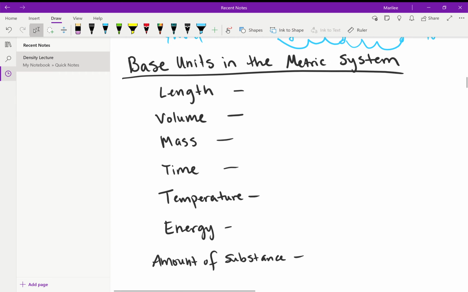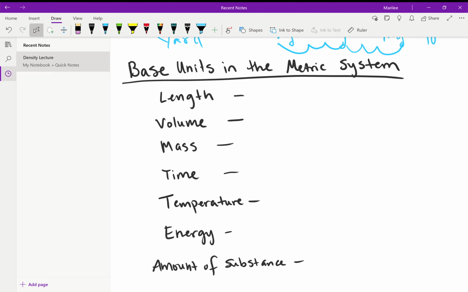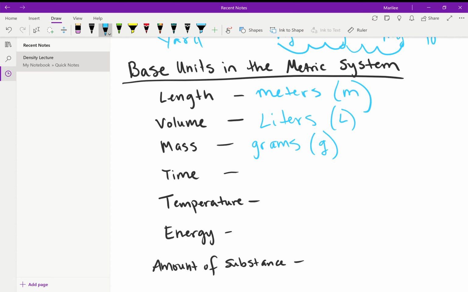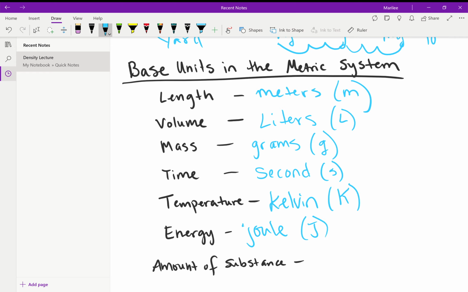Let me go over the base units in the metric system. For length, we use meters. For volume, we use liters. For mass, we use grams. Time, we use second. Temperature, we use Kelvin, which is a capital K. Energy, we use joules. And amount of substance in chemistry, we use mole.